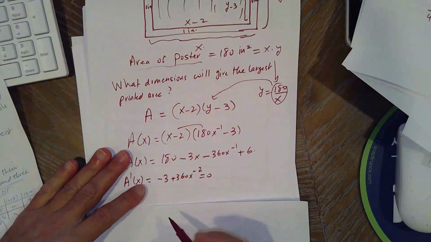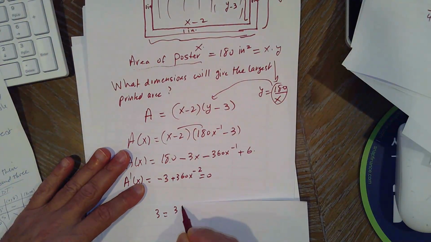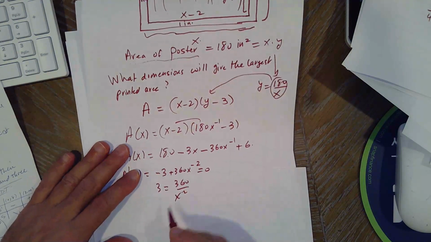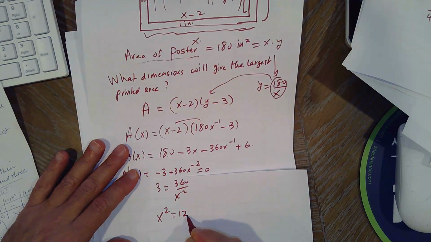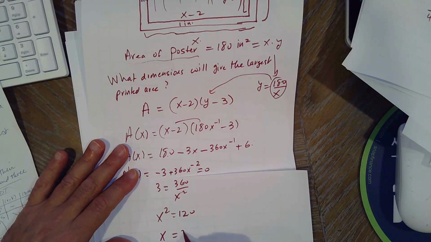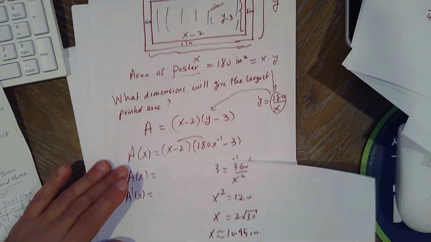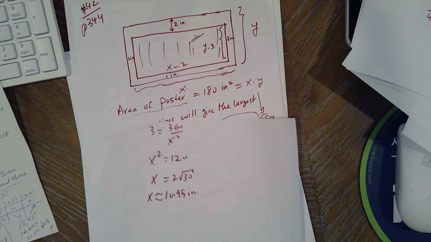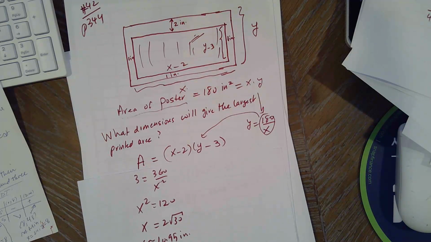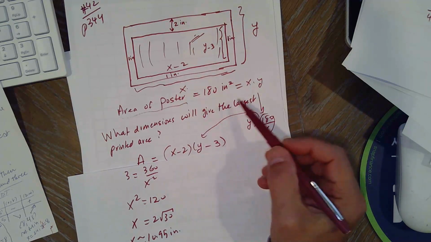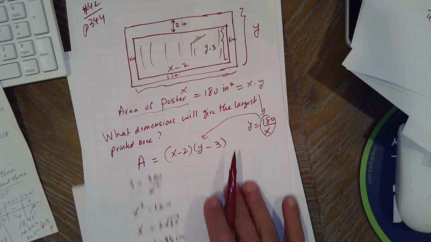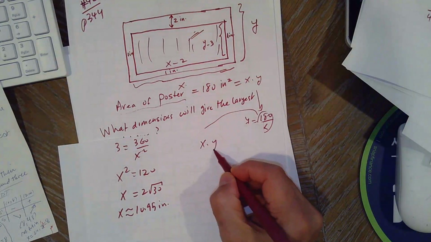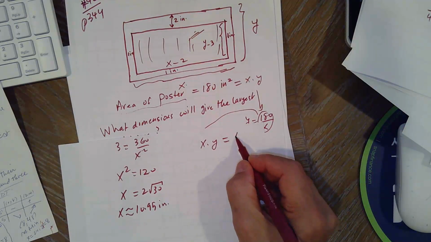So 3 equals 360 over x squared. X squared equals 120, so x equals 2 root 30, which is roughly 10.95 inches, and we know this is going to give us the maximum. If you're wondering what the range of values of x is, you know we have x times y is 180.